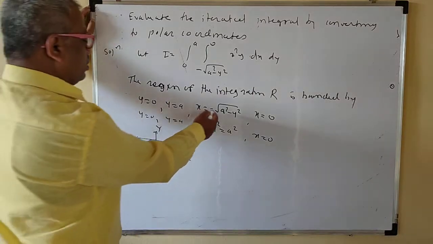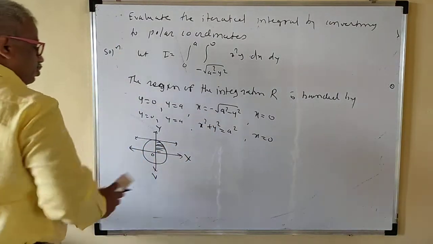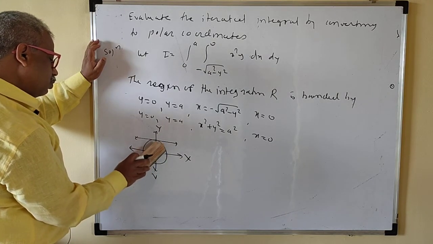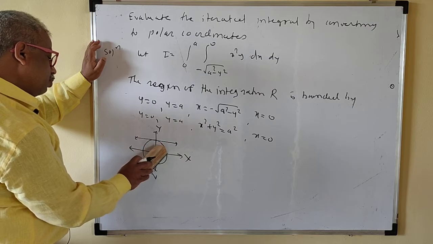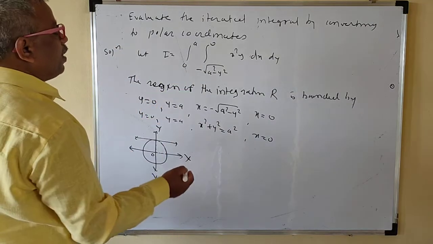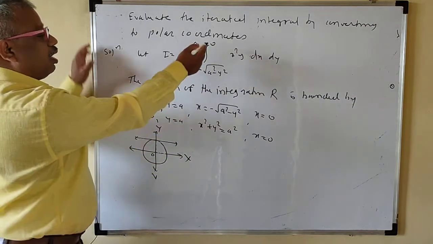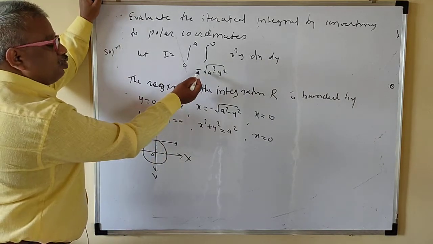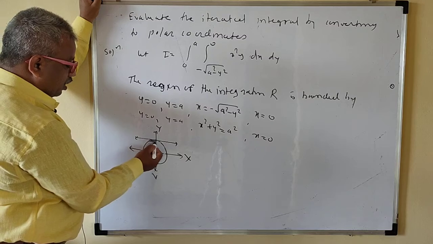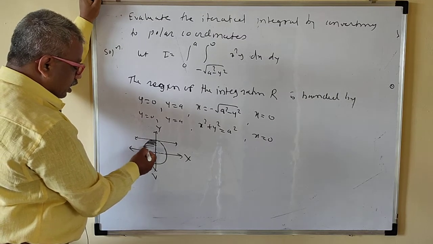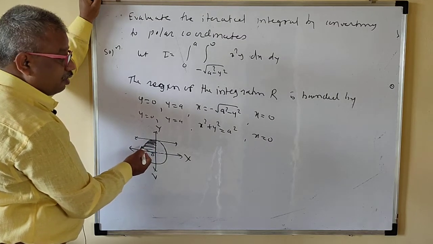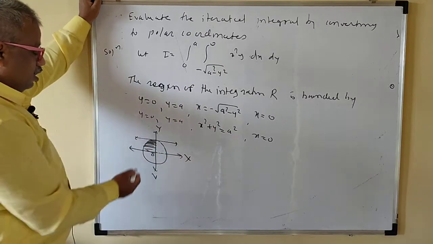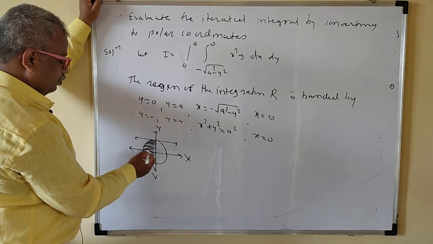Here the strip is parallel to the x axis, since these limits are x. So I will start from here. That means this is your region of the integration. Not in the first quadrant, it is in the second quadrant. Here it is minus root of a square to plus a square, right? So here the region of the integration is this now.